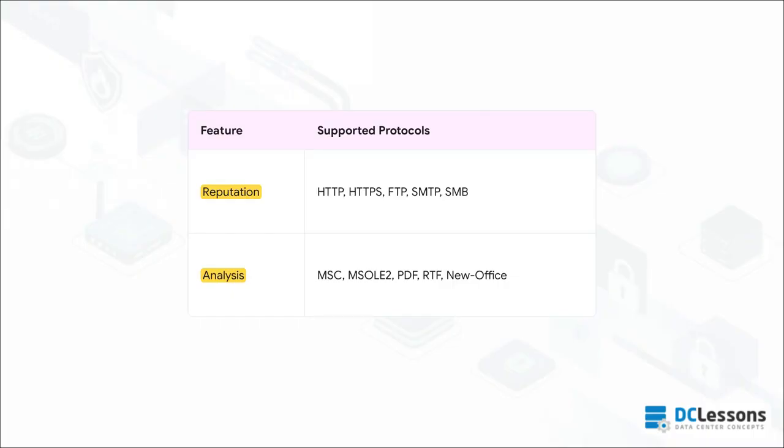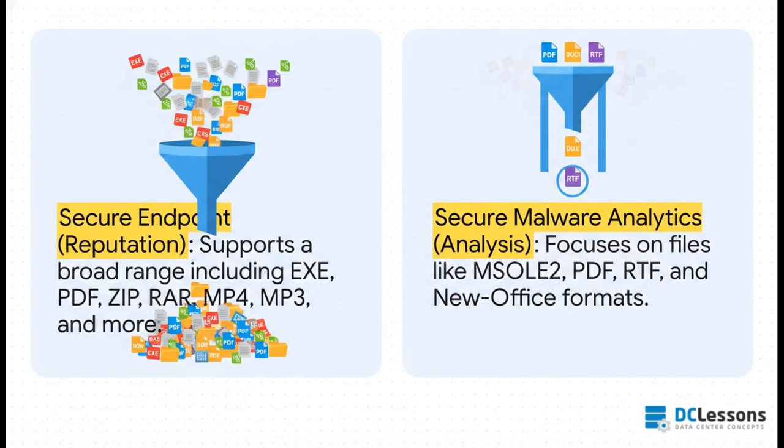Next up, you need to make sure the types of traffic you want to protect are actually supported. As you can see in this table, the basic reputation check covers a lot of ground: web, email, file sharing, and so on. And the really big one to notice here is HTTPS. So yes, this can inspect encrypted traffic, but you do need to have a decryption policy in place first for that to work.